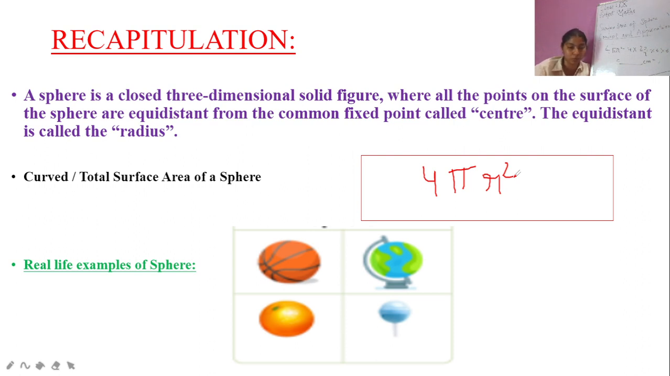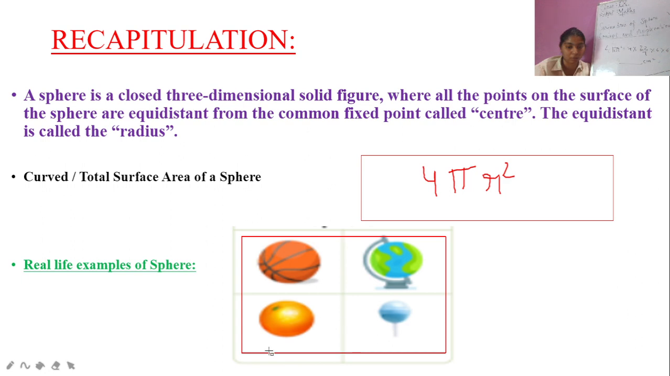So these are a few real life examples that we discussed: the globe, football, lollipop, this orange, all in the shape of a sphere.